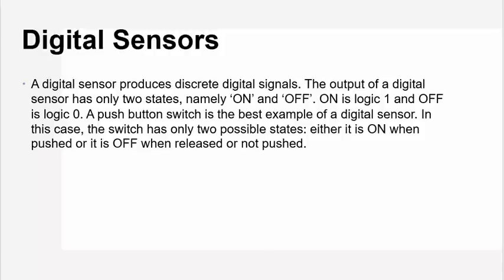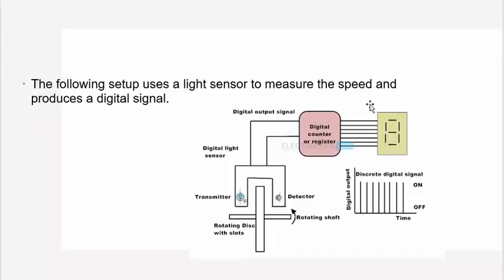As an example, the following setup uses a light sensor to measure the speed and produces a digital signal. Here you will see in the setup, the rotating disc is connected to the shaft of a motor and has a number of transparent slots. The light sensor captures the presence or absence of the light and sends a logic 1 or logic 0 signal to the counter. The counter displays the speed of the disc, and the accuracy can be increased by increasing the transparent slots on the disc, as it allows more counts over the same amount of time.